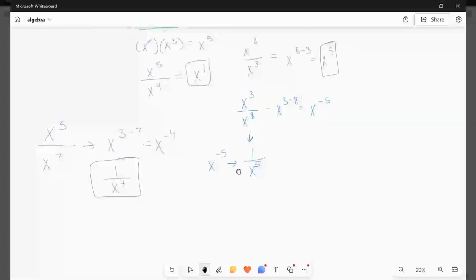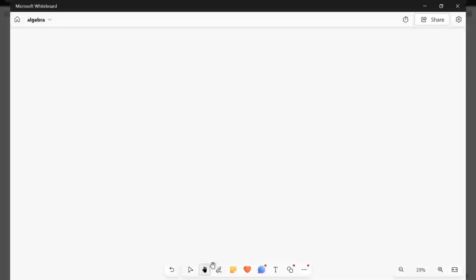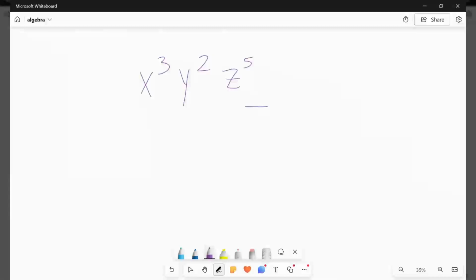Good. So this is a really simple example on how to work through negative exponents and how to divide some exponents. Now we're going to get into using multiple variables. So like we did last time, right? x to the third, y to the second, z to the fifth, over x to the fifth, y to the 7, z to the 1.